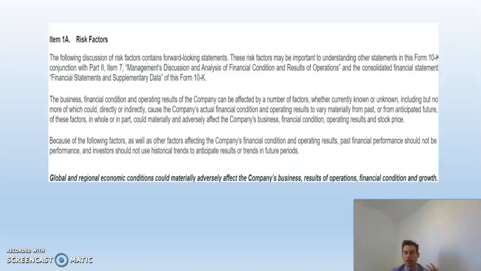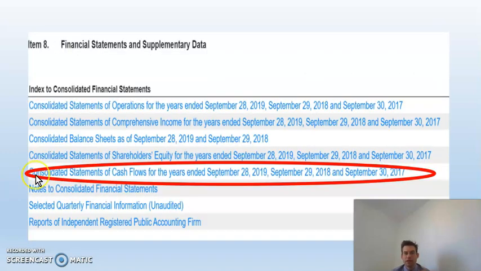Next, look at the risk factors. You don't need to look at every single risk factor, just the top 3 or 4. It takes you a few minutes to go through the top 3 or 4 risks facing the business, and you'll get a really good grasp of what you need to look out for. Next, I'll go to the cash flow statement, and hopefully in the next video you can see the cash flow statement.